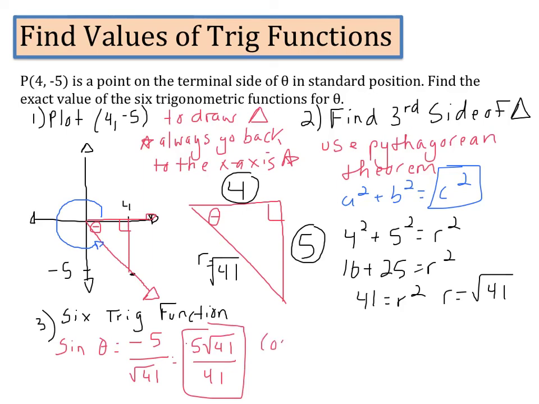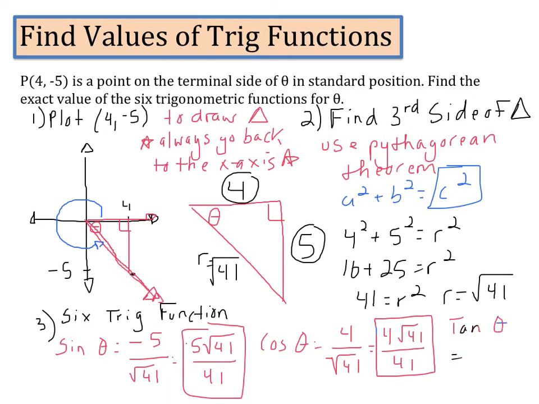Next one, cosine. Cosine is x over r, or adjacent over hypotenuse. So that becomes 4 over the square root of 41. But we can't have that in the denominator, so it becomes 4 times the square root of 41 over 41. And then tangent of theta is y over x, or opposite over adjacent, which in this case is negative 5 over 4.